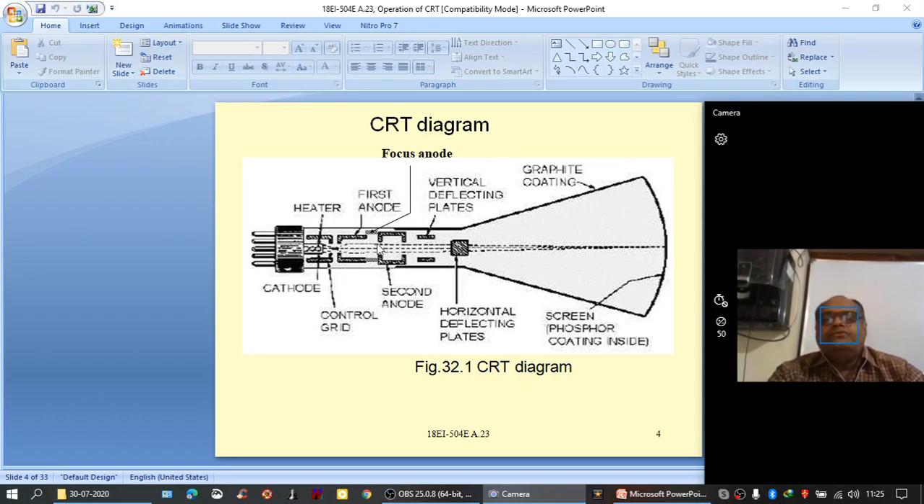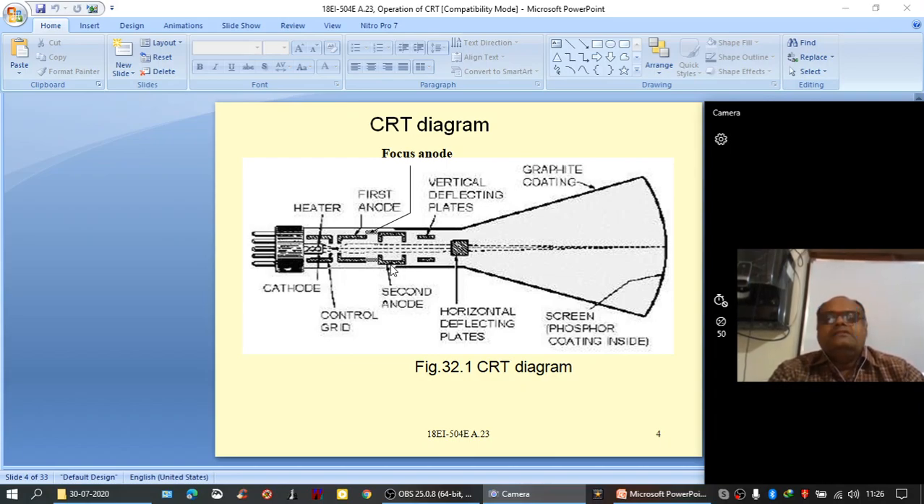Then from that the electrons will pass through the second anode, which is called the accelerating anode. The first anode is called the pre-accelerating anode, and the second one is called the accelerating anode. In between these two, there is the focusing anode. Now, these accelerating anodes are also maintained at 1500 volts potential.